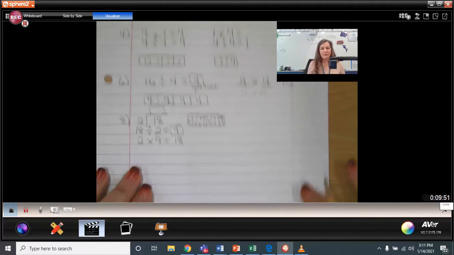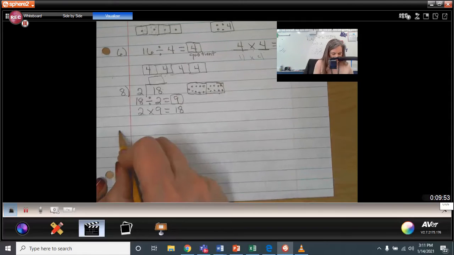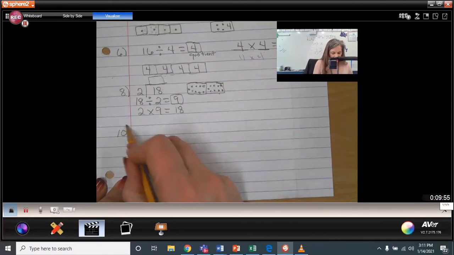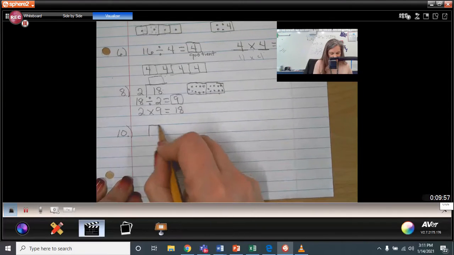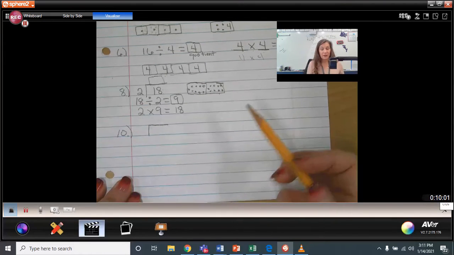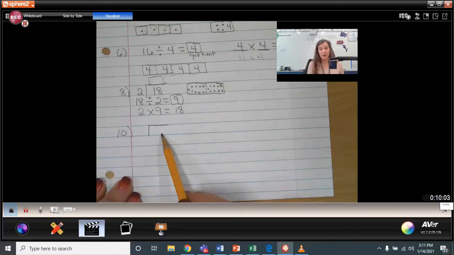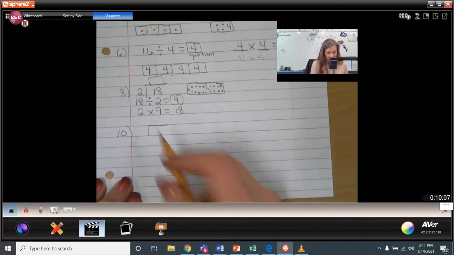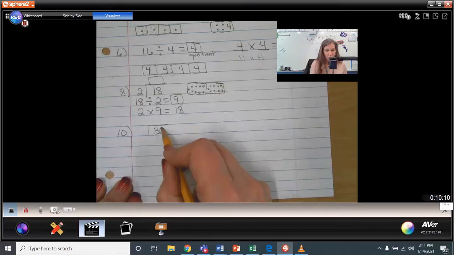Okay, number 10, same thing. Your division sentence, well, actually it's not a division sentence because you don't have an equal sign. So unless it has an equal sign, this is not called an equation. So I shouldn't call it an equation because it's not an equation, but it's just another way to show division.